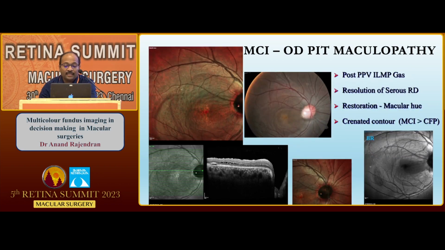And as you can see, post-surgery, vitrectomy, ILM peel and gas, resolution of that serous RD with restoration from green to red of that macular hue. Also, the crenated contour is seen much better on the MCI than on the fundus photo.